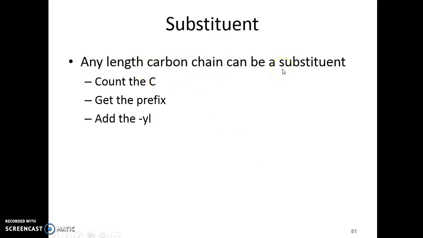Any length carbon chain can be a substituent. So what you do is you count the carbons, you get the prefix, and then you add "yl" to the end.